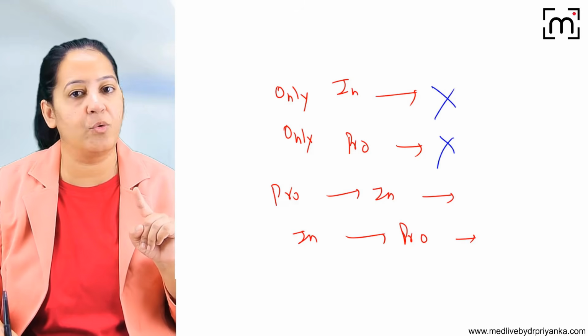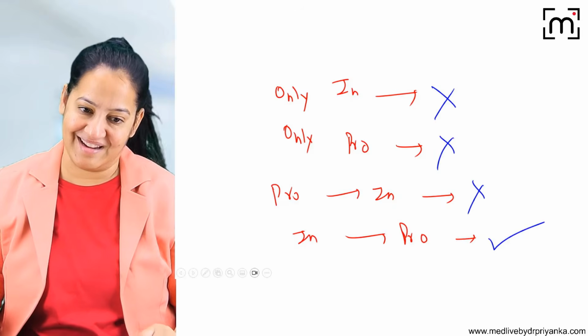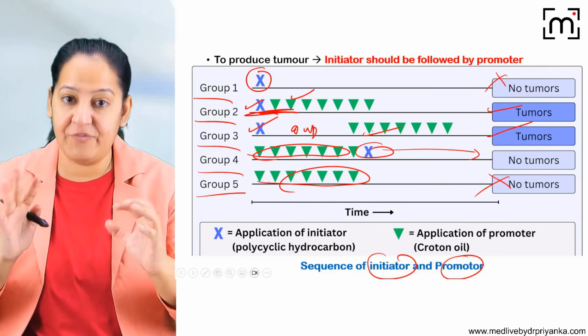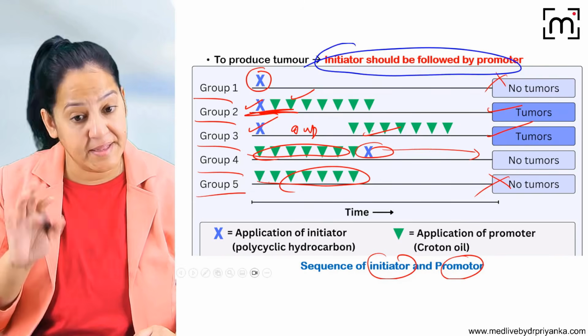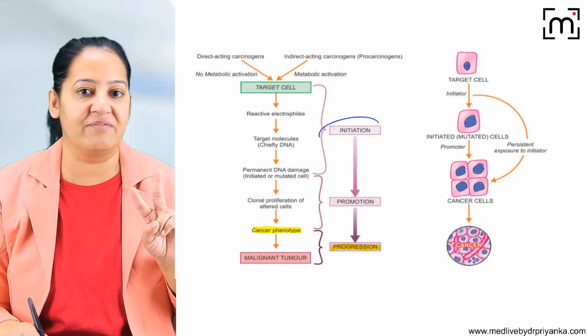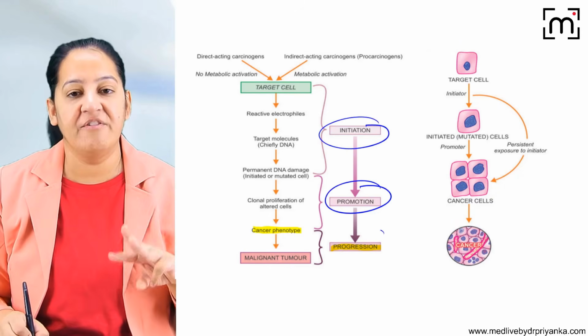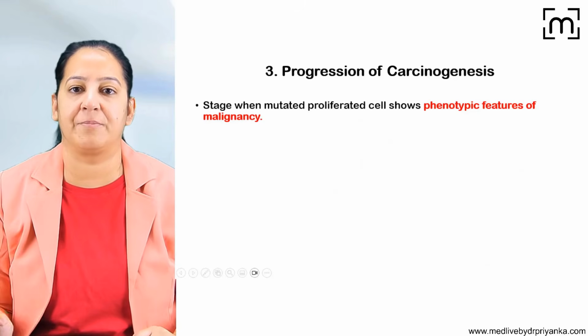So here no cancer, no cancer, no cancer. Here only cancer can occur. So this is the summary. With this beautiful diagram, we have summarized it. Initiator should be followed by promoter. Then only cancer will occur. So the second step is done. First initiation is done, then promotion is done. Finally progression. The third and last step is the progression.